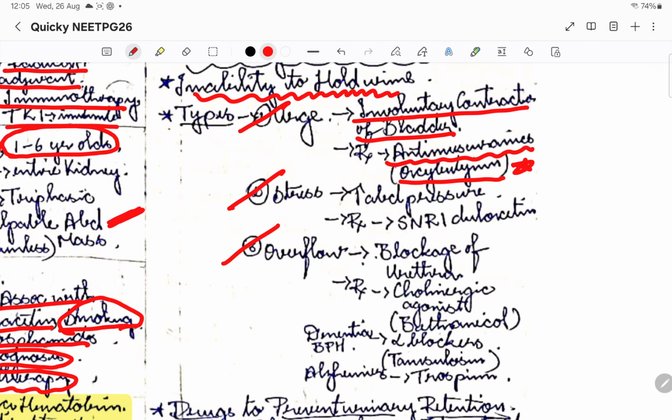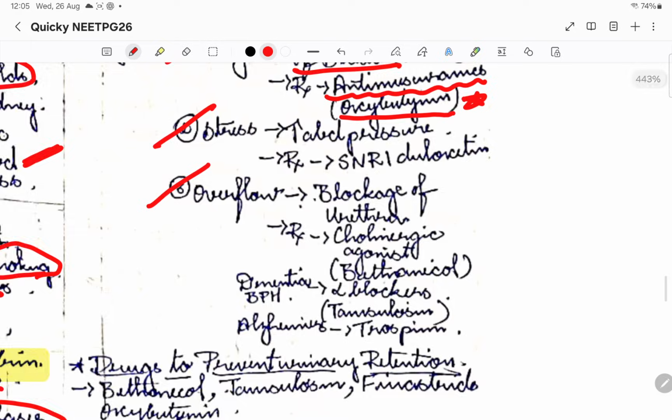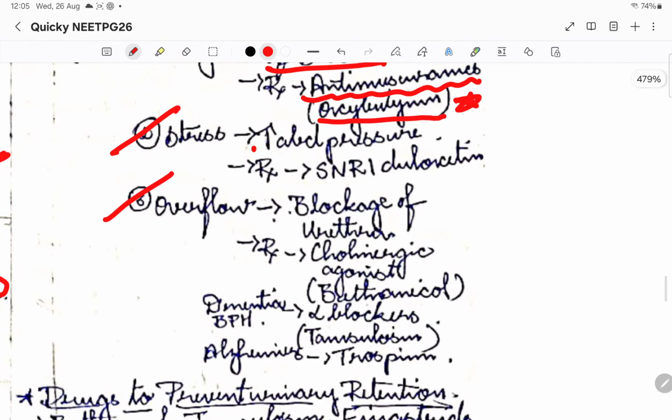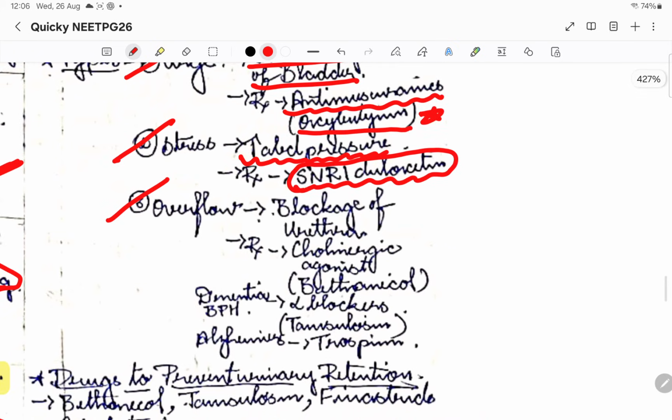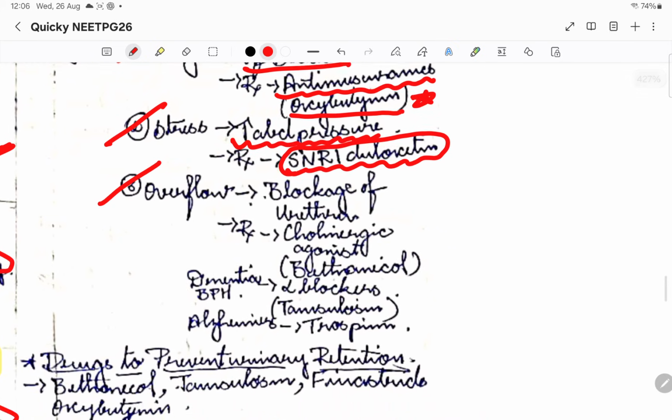Oxybutynin is used for urge incontinence, whereas stress incontinence is because of increased abdominal pressure due to some cause, for example COPD, or a mass in the abdomen. Ascites and all these things increase the abdominal pressure and cause stress incontinence. Here we can use SNRIs or duloxetine. The antidepressants and all, we discussed, right? So this is where we can give it.